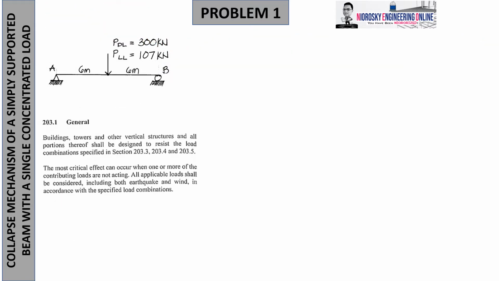Okay, so another code to review, no? Under 203.1, dito na papasok yung load combinations. That's why, sabi dito, the most critical effect can occur when one or more of the contributing loads are not acting. So we are going to see the most critical, meaning, ano ba muna yung selection ng most critical?